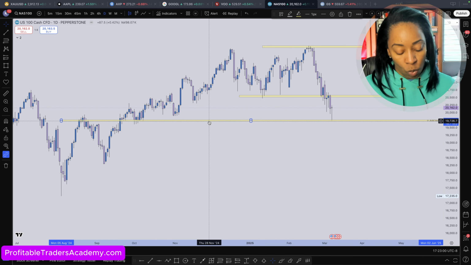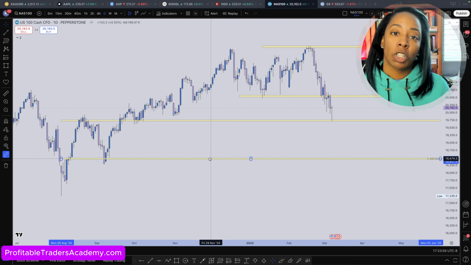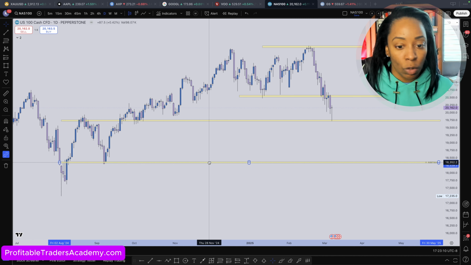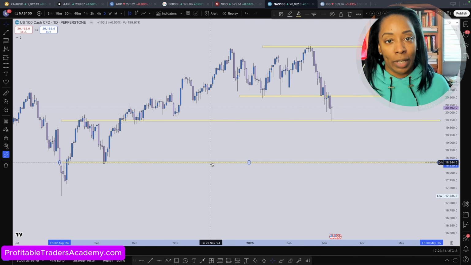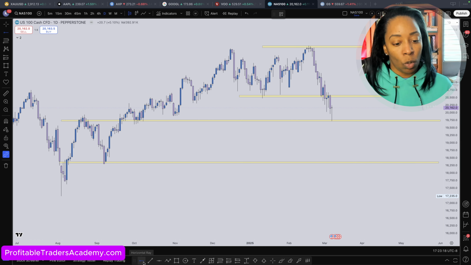And one thing I do want to do is draw another level to the downside, especially because the market has been experiencing this really strong sell-off. So I'm going to put this level, it's a little tricky, but we're going to put this level for now at 18,344. And I think I want to just use a horizontal ray about here.